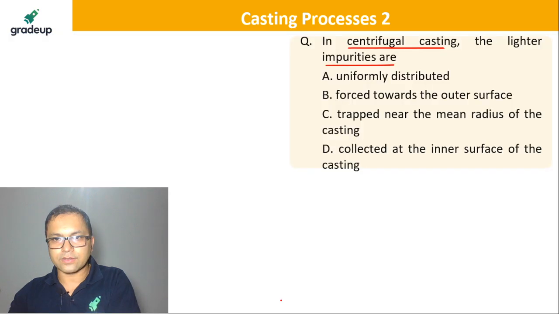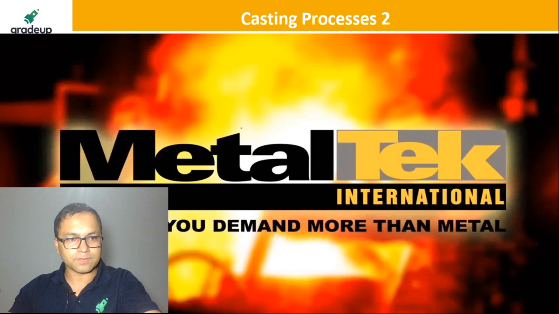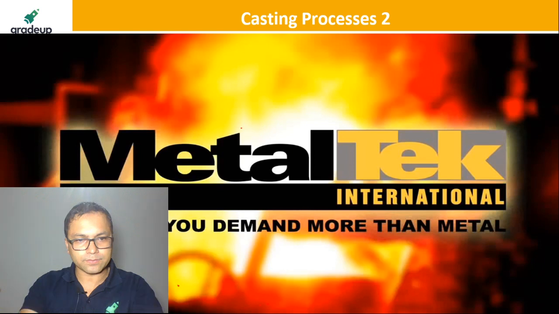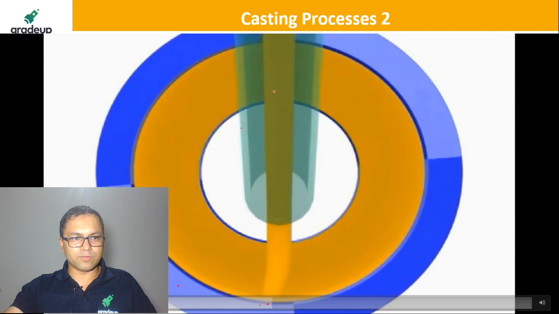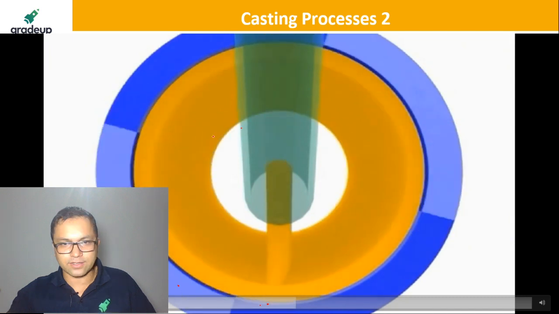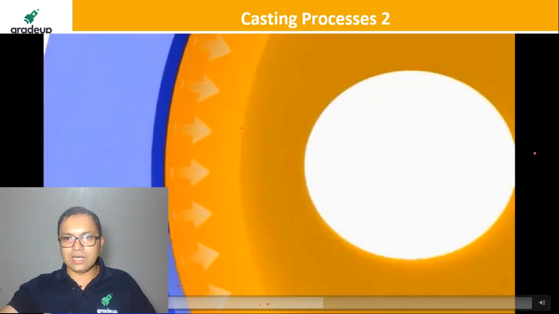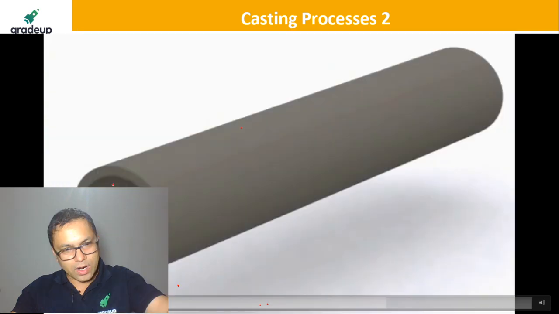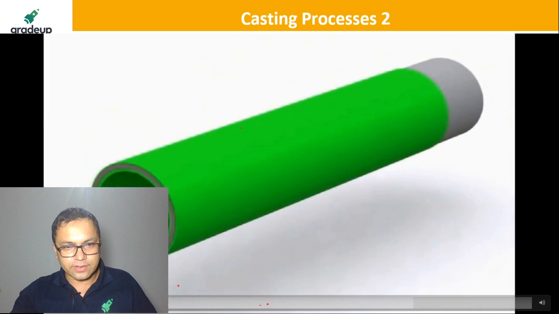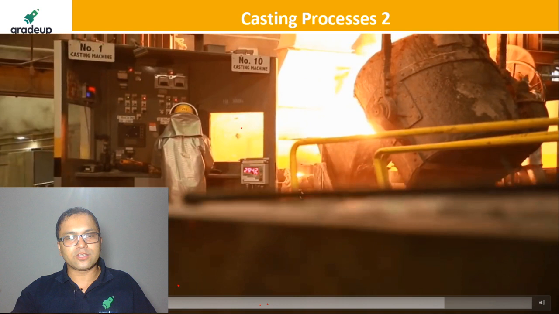So what happens is, again I'm telling you, when molten metal is thrown into it because of the centrifugal action, the metal flows along the rollers like this, and this is the direction of solidification. It always starts from the external diameter towards the inner diameter. Now, these light impurities are accumulated at the inner surface.